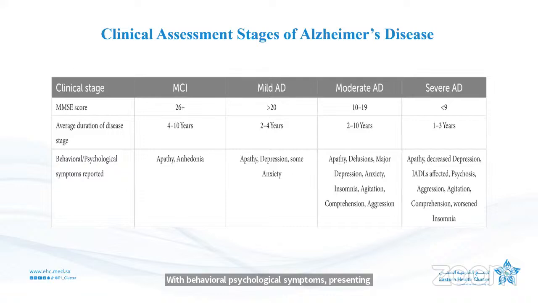Then there's the moderate stage, which is the next level, when we have an MMSE score between 10 and 19, and the average duration of disease would be 2 to 10 years. But in this category, we'll have more behavioral and psychological symptoms. So we'll have delusions, we could have insomnia, agitation, aggression, comprehension issues. And then the next stage would be the severe Alzheimer's stage, which could start affecting daily living activities and worsened insomnia.